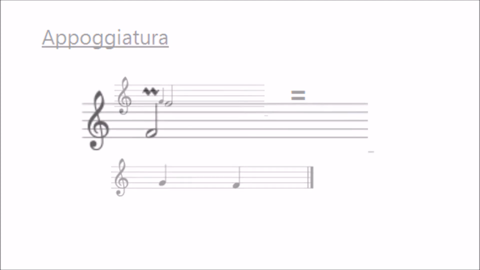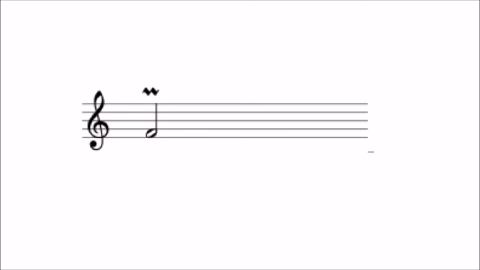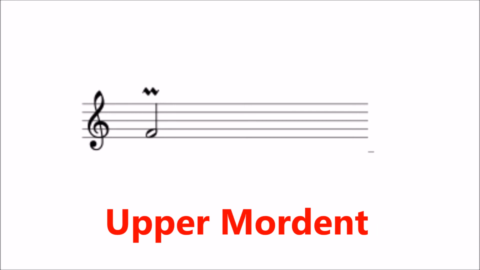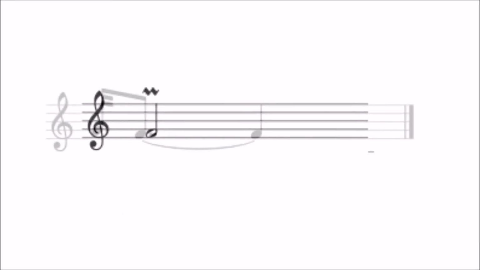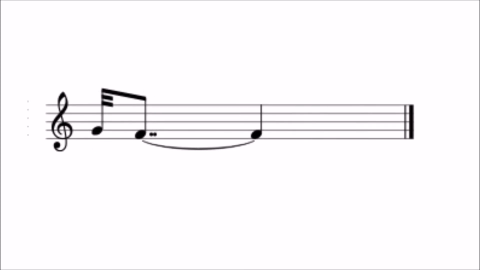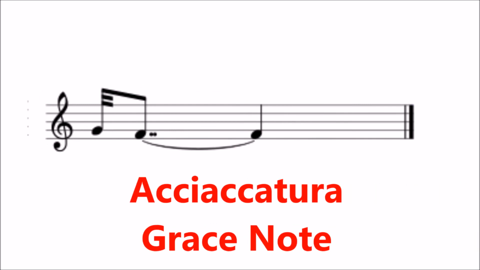Now let's see how much you have understood. What is the ornament represented by this sign? It is an upper mordant. And what is the name of this written out ornament? It is an acciaccatura, or grace note.